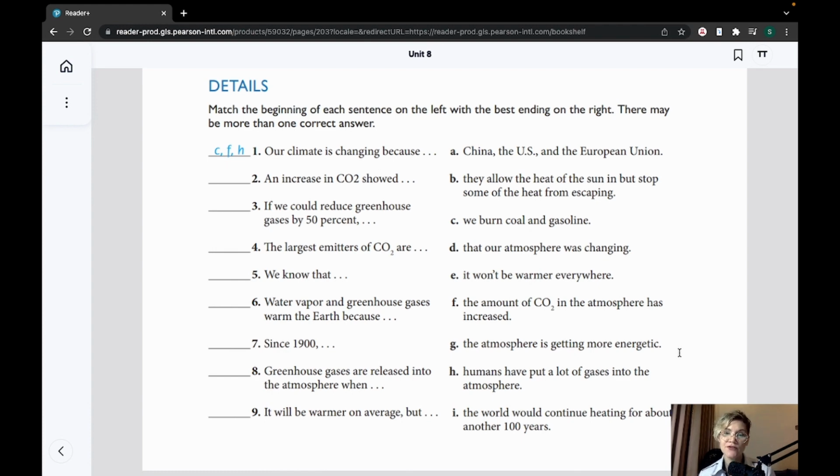F, the amount of CO2 in the atmosphere has increased. And H, humans have put a lot of gases into the atmosphere. So you can have more than one letter that fits with the sentence, or with the part of the sentence. You're going to answer number 2 through 9. Go ahead.